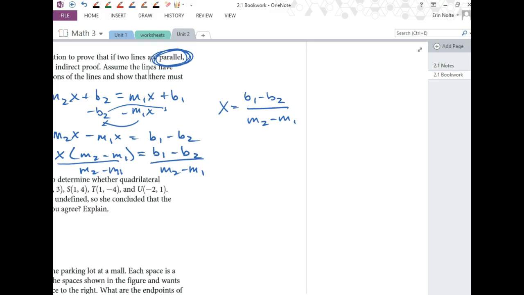For the two lines to intersect, the slopes have to be different. Otherwise, you divide by 0. If the slopes are the same, if m2 is equal to m1, you would divide by 0, and there would be no intersection. Does that make sense? Okay, so m2 cannot equal m1 for the two lines to intersect.